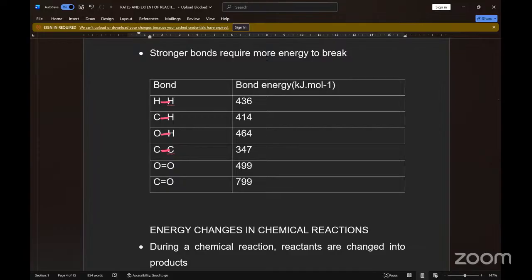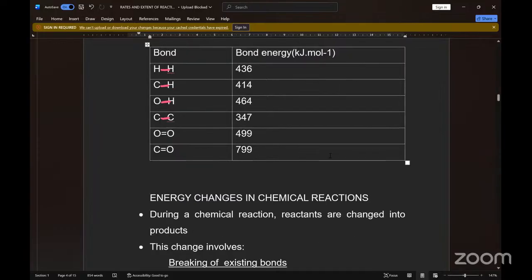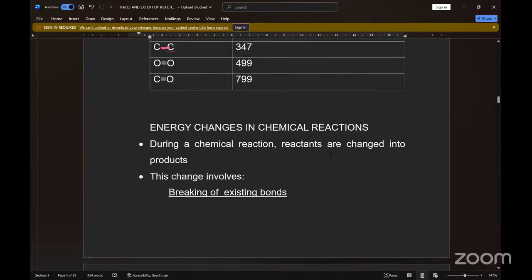Okay, now we are going to talk about the energy changes in chemical reactions. Now, as I alluded to when I started teaching the grade 10 stuff, I said that a chemical reaction occurs when reactants are changed into products. Okay. Now, it may appear very simple to everybody. Reactants combine to form product. That is it. But in actual sense, there are a lot of things that go on that we cannot see with our eyes. And the steps are three.